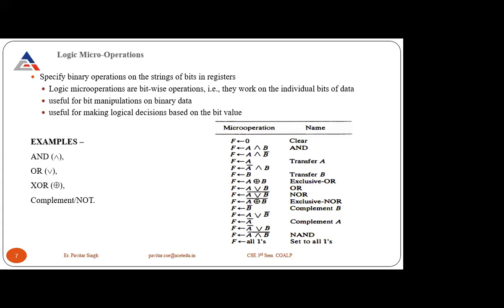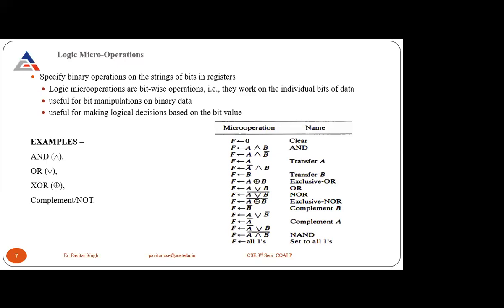So here you can see that these are your bits. All your logic micro operations will be performed upon individual bits. So these are useful for bit manipulation on binary data. It means you are going to perform all your logic micro operations on binary data, which means 0 or 1.